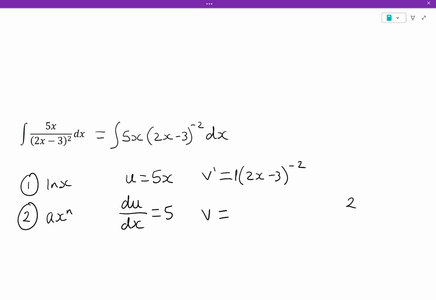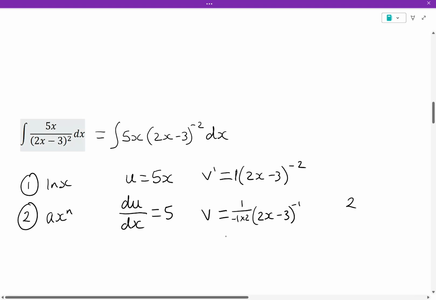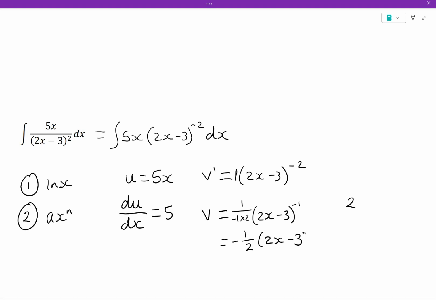What is going to happen is we're going to have our bracket, but we're going to add 1 to the power to get negative 1. And then we're going to take what was initially in front of the bracket, which is 1, and divide by the new power, negative 1, and also by the derivative of what's inside the bracket, which is the 2, like that. Then let's go through and simplify that. We get negative a half times (2x subtract 3) to the power of negative 1.